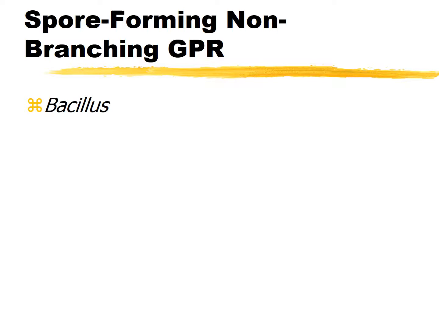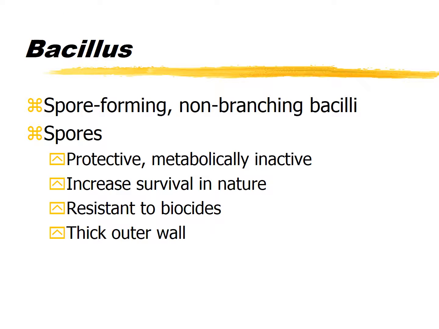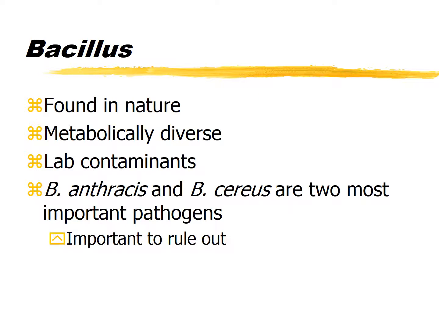So now let's go to the final category, your spore-forming non-branching gram-positive rods, and this is just your Bacillus. So your Bacillus is a spore-forming non-branching bacilli. Your spores are protective. They're metabolically inactive. It's kind of like a survival stage. They're resistant to biocides, and they have a thicker outer wall. They're found in nature. They can be lab contaminants. Bacillus anthracis and Bacillus cereus are the two most important pathogens, so it's important that you rule those two out.